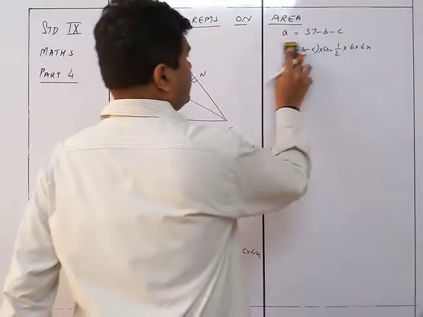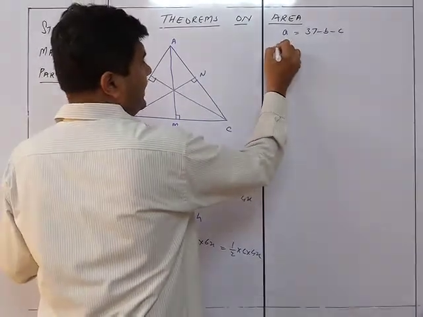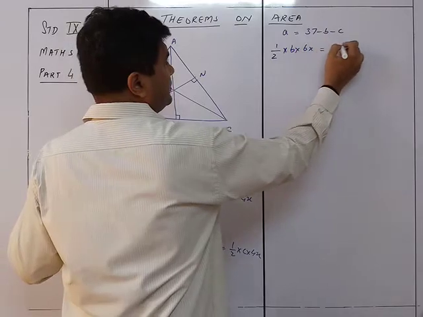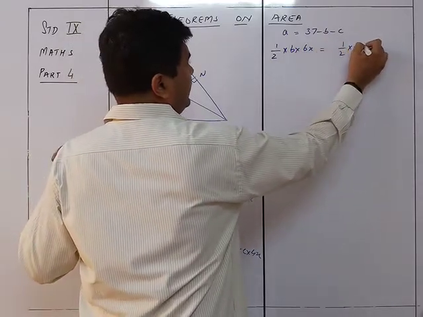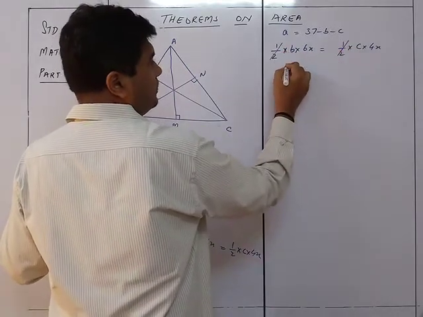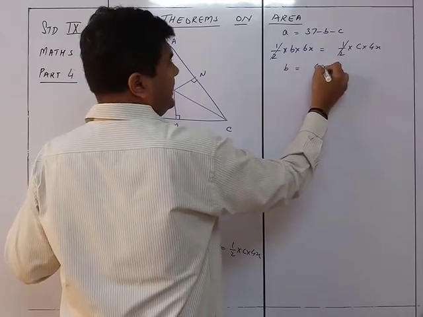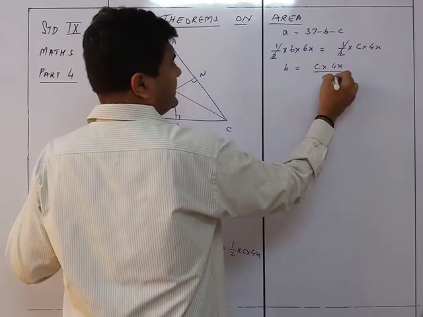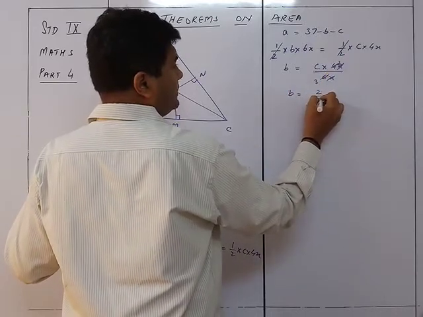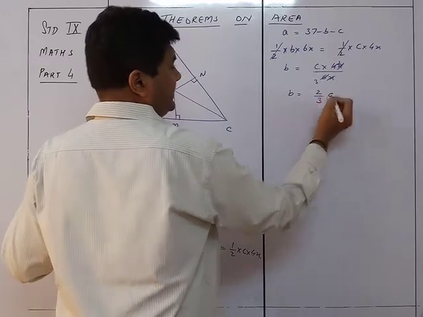Okay, let's do one thing, we first write half into B into 6x is equals to half into C into 4x. So half of gets cancelled. So B is equals to C into 4x upon 6x. X cancels, this is 2 upon 3. So B is equals to 2 upon 3 C.